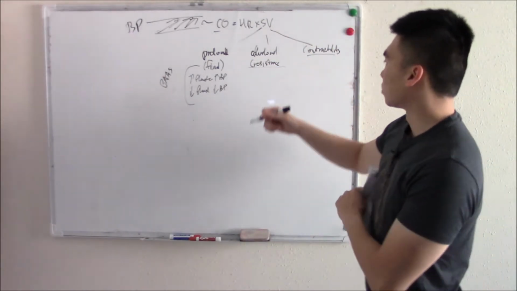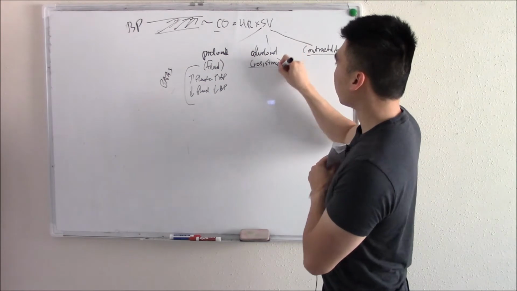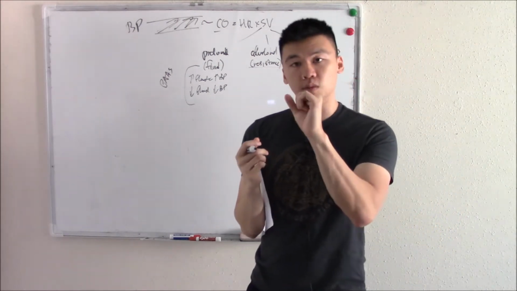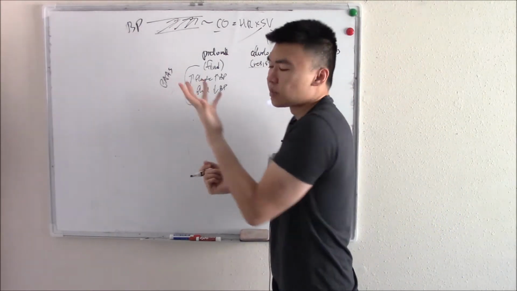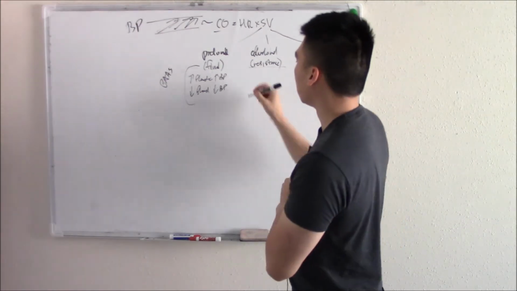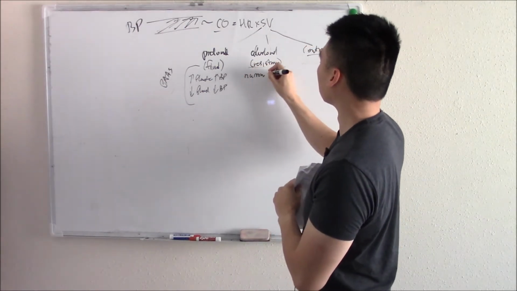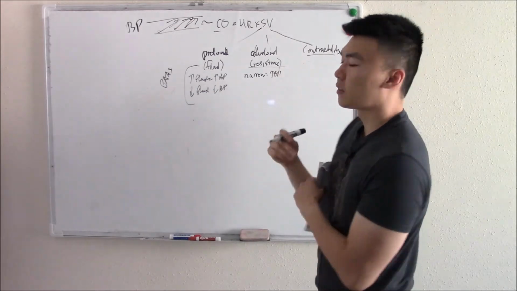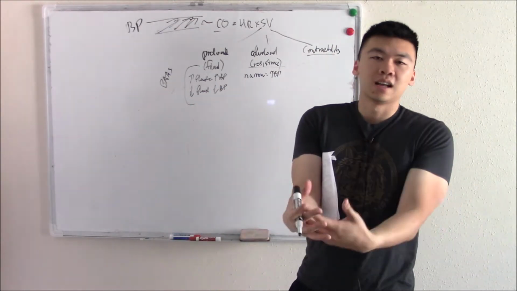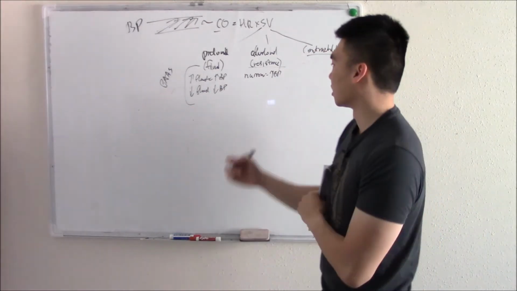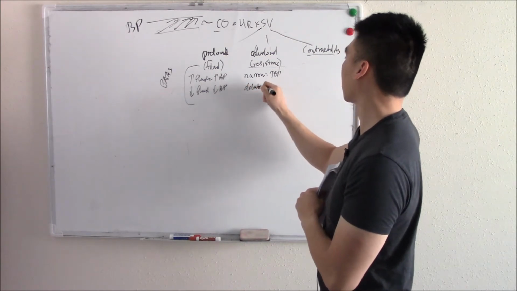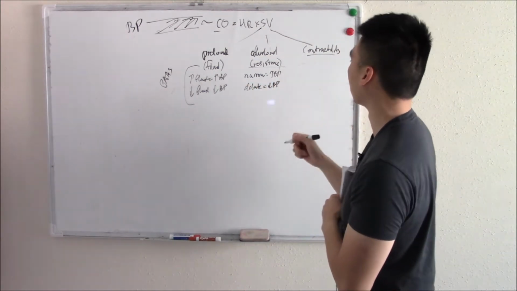Afterload was resistance. And we said the main component of afterload is the size of the lumen. If you have a very narrow lumen, it's going to be very difficult to push that blood through. So narrow equals high blood pressure. If you have a nice big wide lumen, it's a lot easier, pressure drops. So dilated equals low blood pressure.